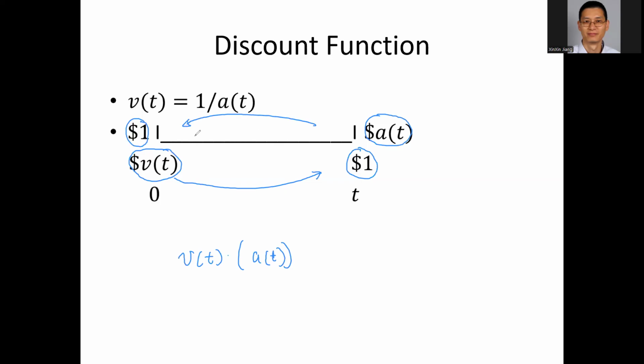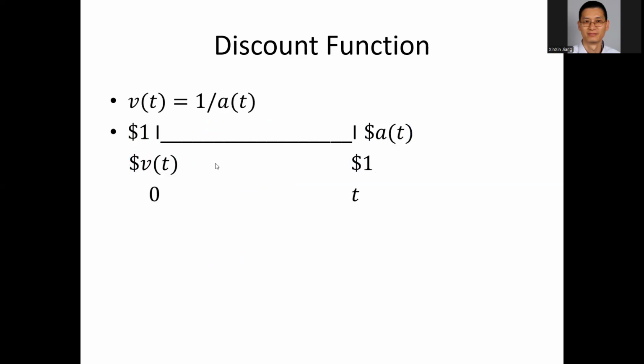Both ways, not necessarily. This is also accumulating. This is discounting. This is also discounting. So v of t times a of t equals 1, right? You treat this as the principal and accumulate it to time t using a of t, and you would get $1.